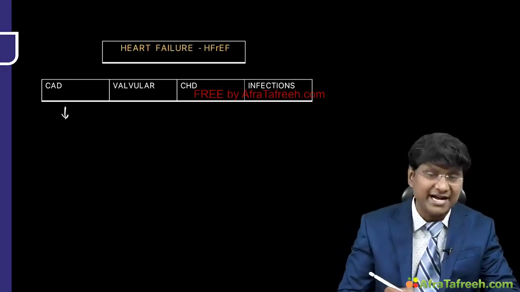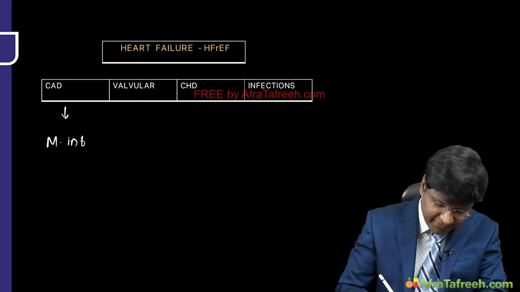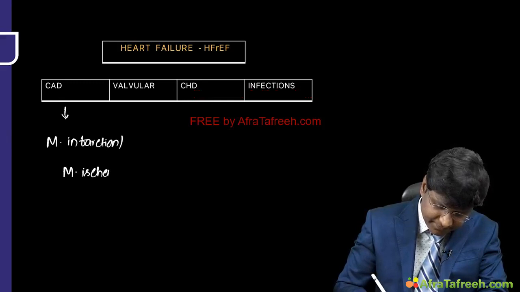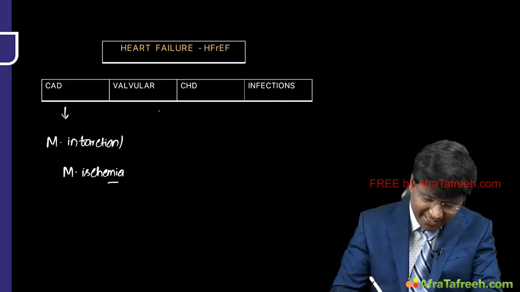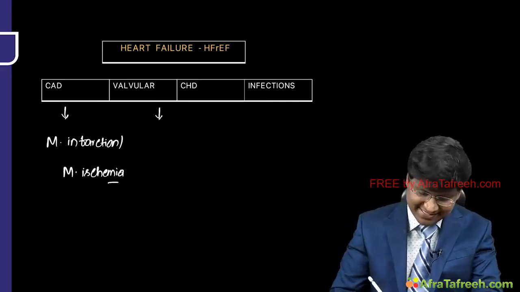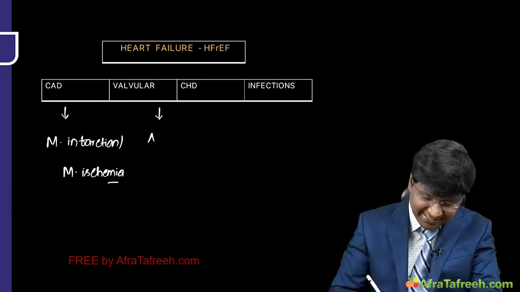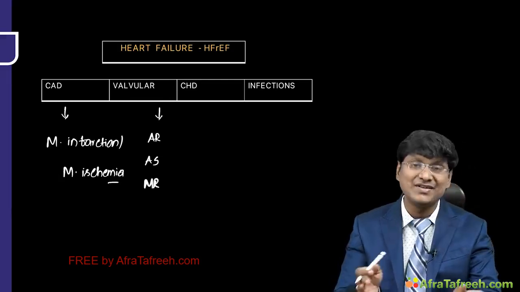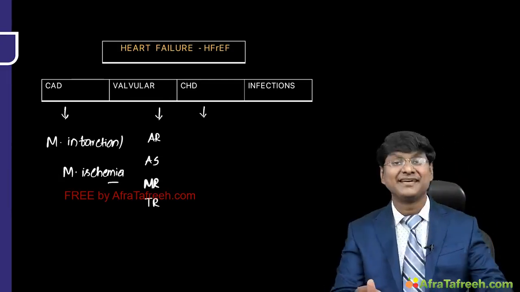Now you take the coronary artery diseases. Coronary artery diseases include myocardial infarction or myocardial ischemia. Then you take the valvular heart diseases. The valvular heart diseases causing reduced ejection fraction include aortic regurgitation, aortic stenosis, and mitral regurgitation, which cause left heart failure, whereas tricuspid regurgitation will cause right heart failure.